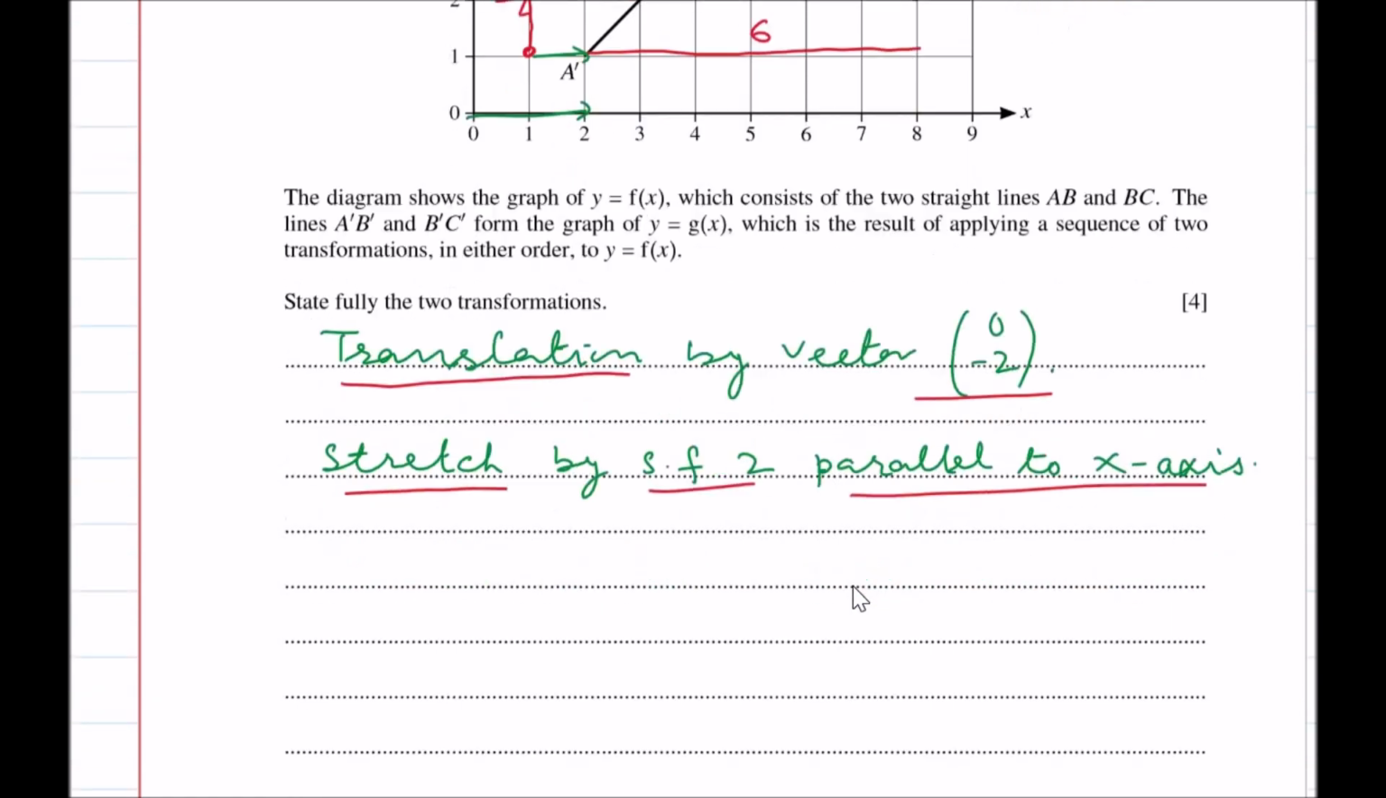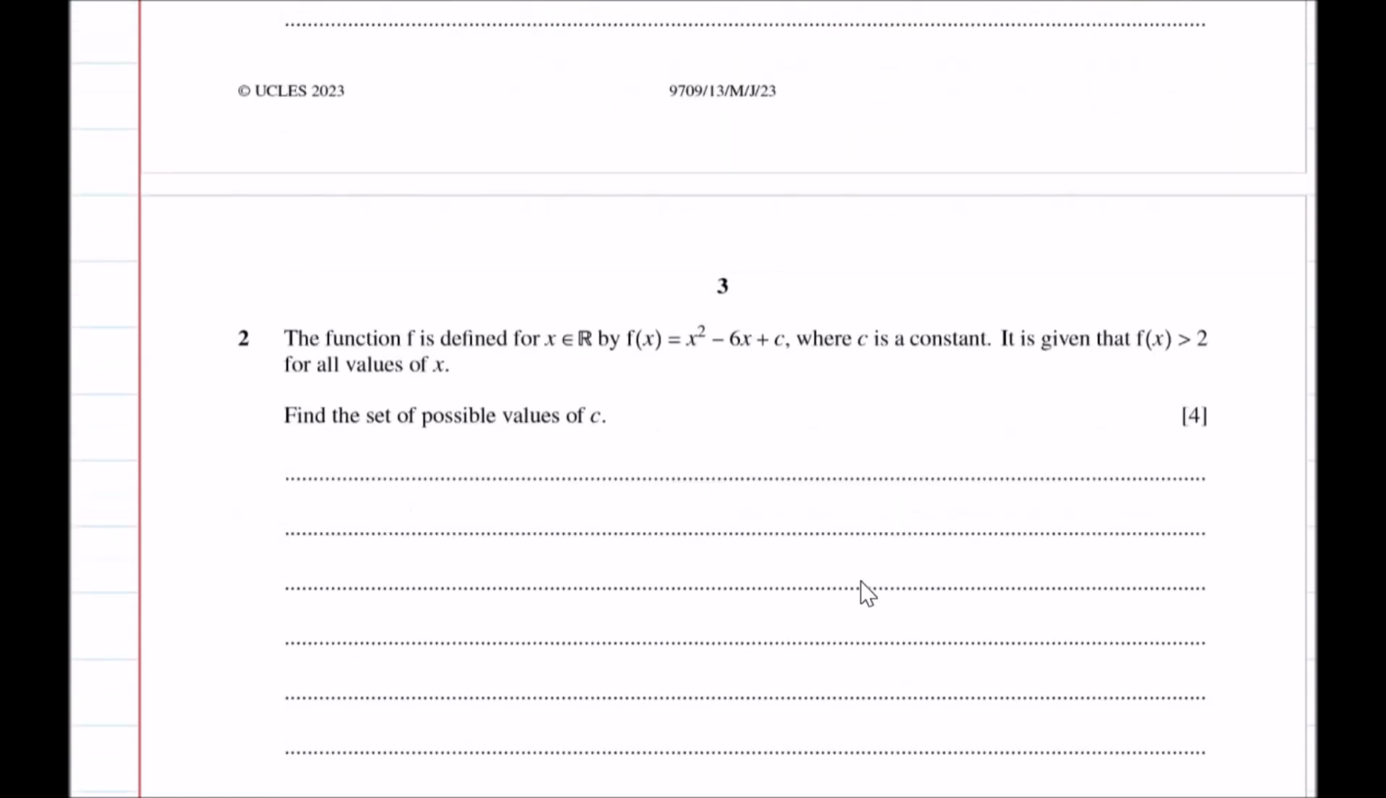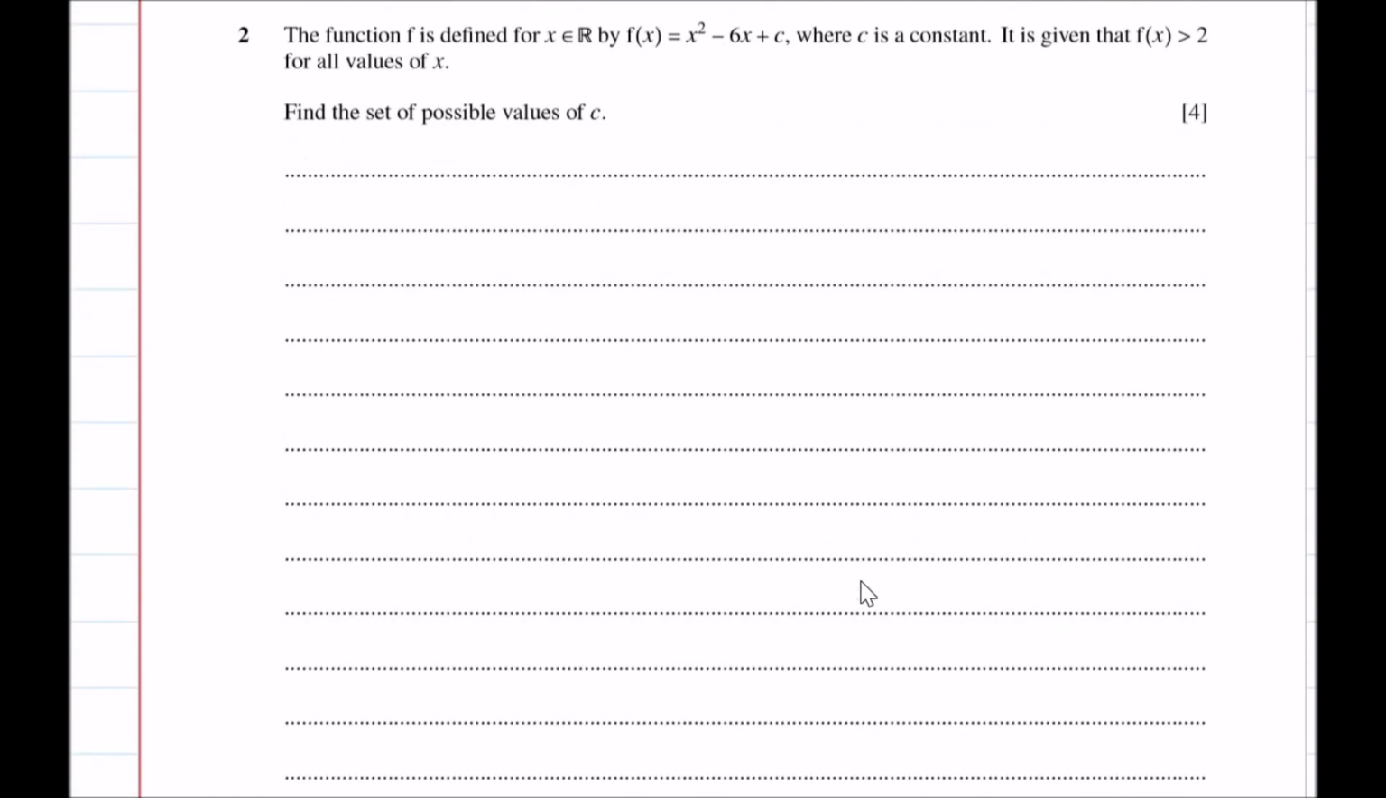Okay, let's go to the next question. The function f is defined for x belonging to the set of real numbers by fx equal to x square minus 6x plus c, where c is a constant. It is given that fx is greater than 2 for all values of x. So find the set of possible values of c.